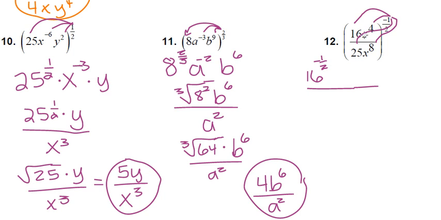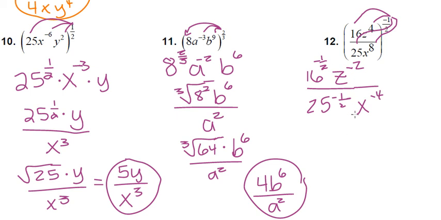So this is now 4 multiplied by -1/2, so that's going to be z to the power of -2. Then this is going to be 25 to the power of -1/2. Again, this is not going to become a negative number. And then this is going to be x to the power of -4. So every single piece here is negative.